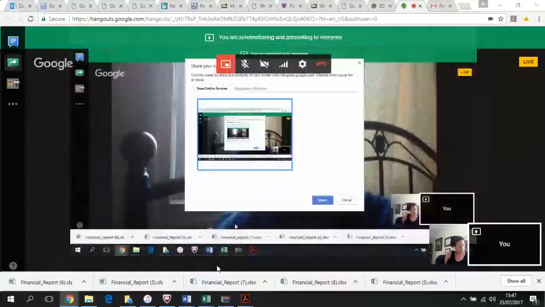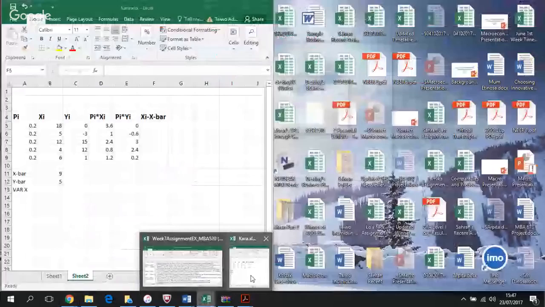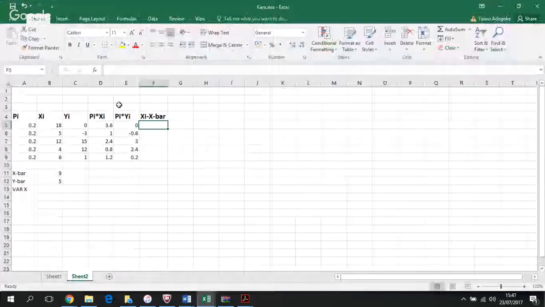Now, can you please look at this Excel sheet and let me just show you the different alterations of the covariance formula. Oh, I don't see it. Okay, let me just share my screen right now. Now, can you see the screen?